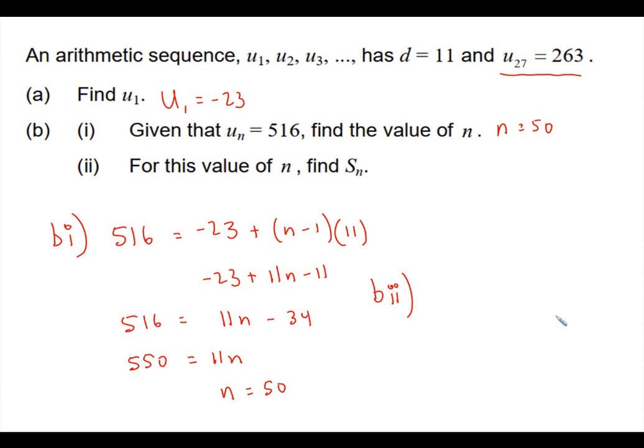Alright, so let's take a look at B2 now. So now we need to find the sum, alright, for this value of n, which was 50. So the sum of the 50 terms. Now, n is 50, so I have 50 divided by 2 times, now I know the first term is negative 23, and I actually know the last term in this sequence, the 50th term they gave us earlier over here, right, was 516. So we can calculate this, put this in the calculator. Looks like our answer will be 12325.